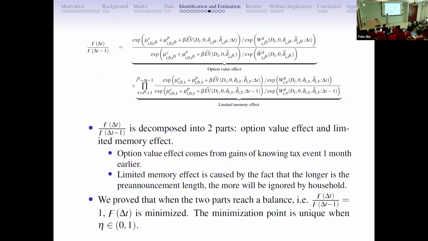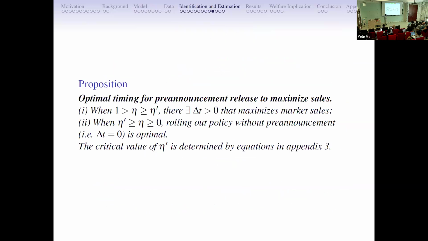And under that, we show that there is a critical point here, eta prime. Suppose that the rational level of the society is less than 1. If it is less than 1, the pre-announcement should be extended as long as possible. But if it's smaller than 1 and greater than eta prime, then there should be an optimal time to maximize market sales. And suppose that eta is small enough, we show that rolling out the policy directly without pre-announcement is optimal. So the size of eta prime is very important.